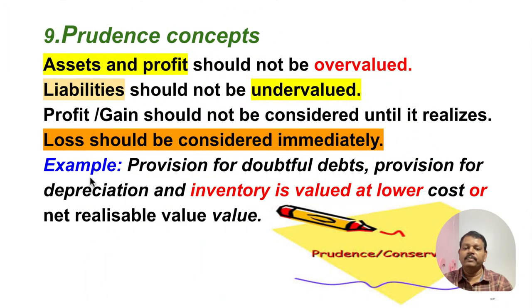Prudence concept. Assets and profit should not be overvalued. Liabilities should not be undervalued. Profit or gain should not be considered until it is realized. Loss should be considered immediately. For example, provision for doubtful debts, provision for depreciation, and inventory is valued at the lower of cost or net realizable value.